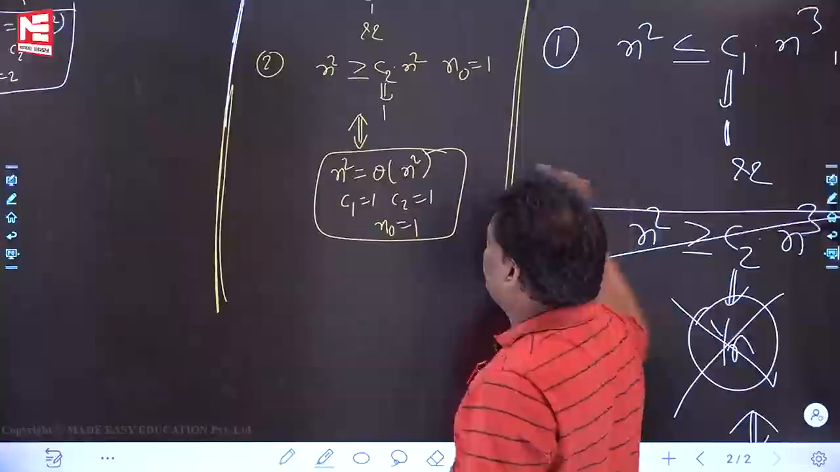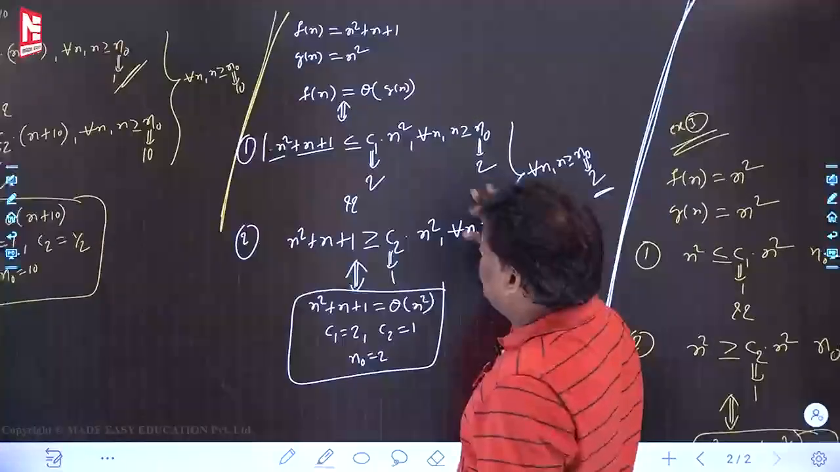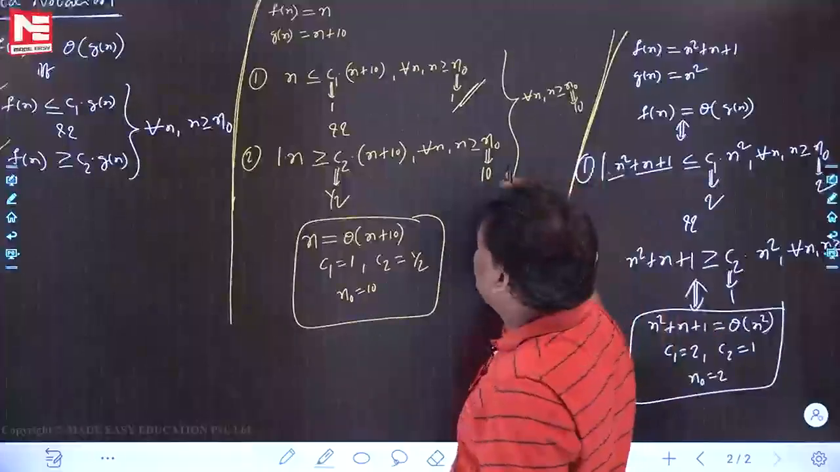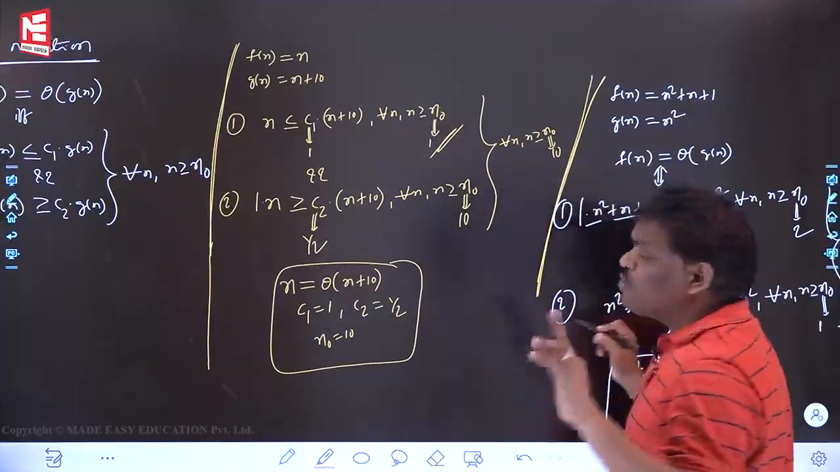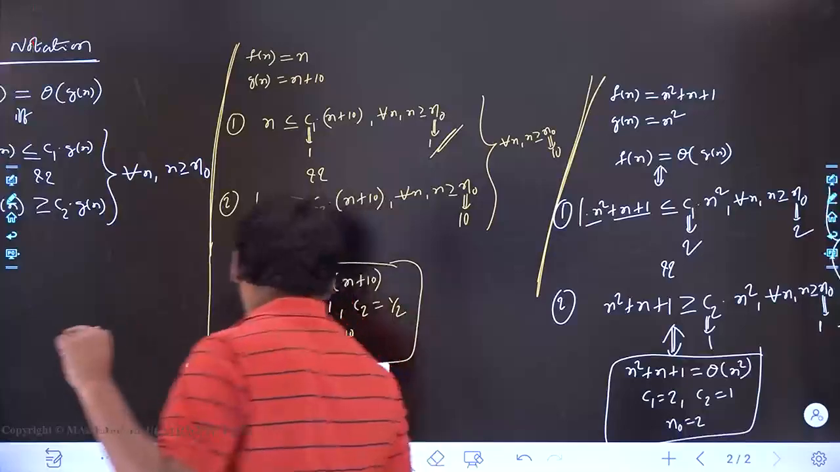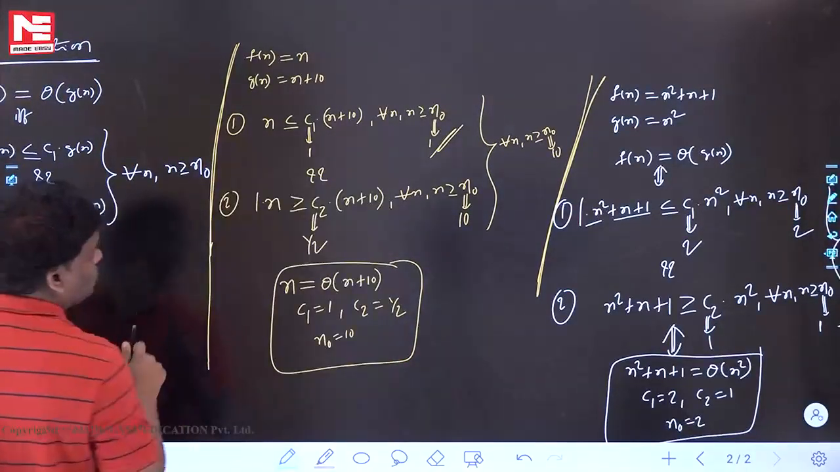But in the previous one, big O, omega both possible. See this. Here, big O, omega both possible. Here, big O, omega both possible. If both possible, theta. Now some students are asking me, when both possible? See, both possible.